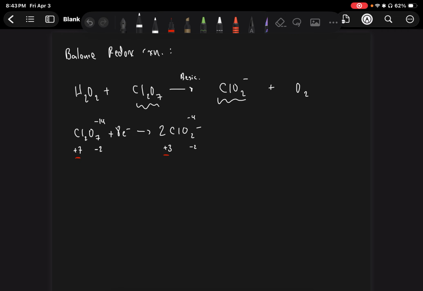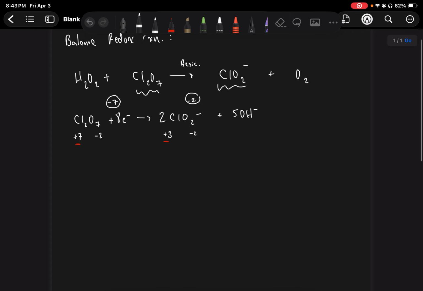So what is the overall charge of this? I mean, I guess we could just delete this because it's kind of confusing. So here we have -7 here, and we have -2 here. So we need to make the right side more negative. So we're missing 5, so we'll just add 5 OH minus, right? I think so. Okay, so now we need to balance out the hydrogens.